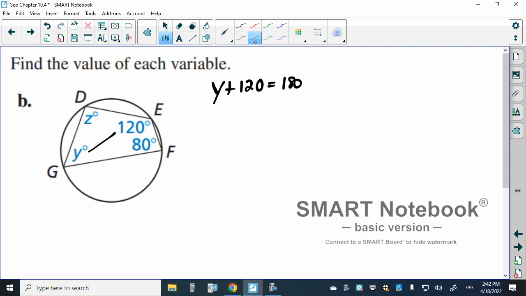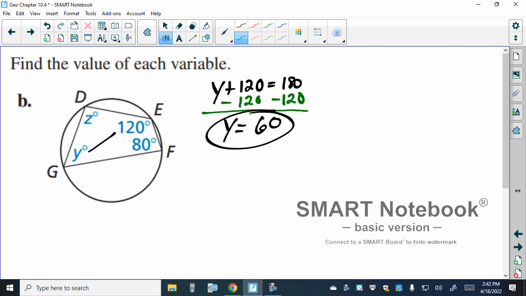So what do we need to do to solve for y? We need to subtract 120 from both sides, which would tell us that y is 180 minus 120, which is 60.